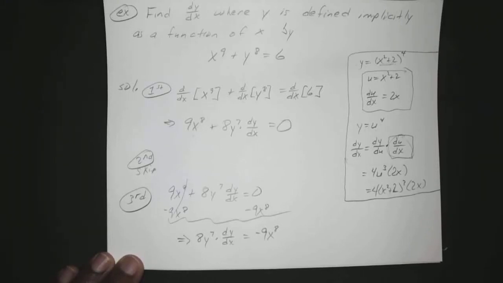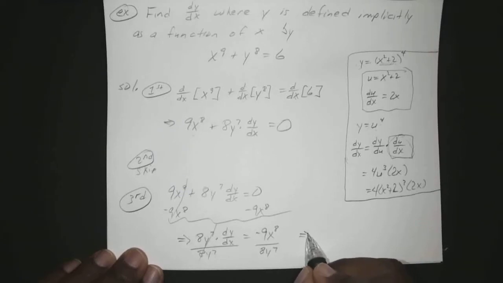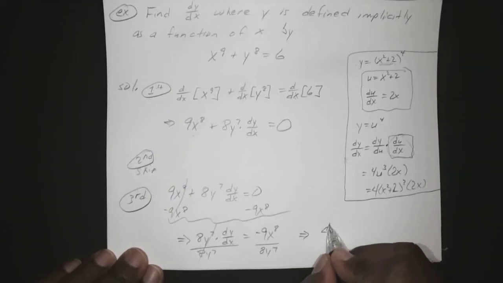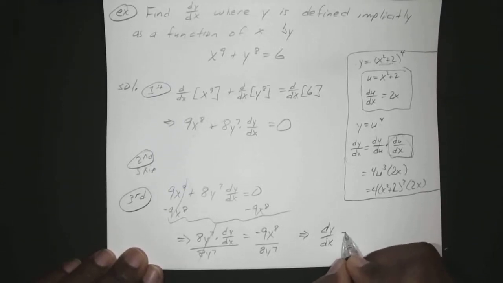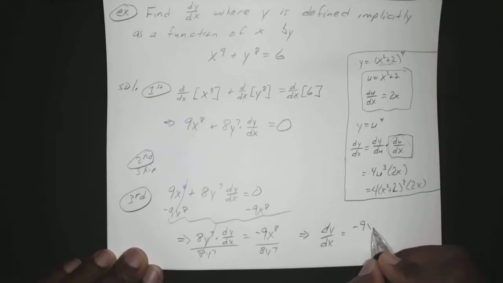Okay. So now we just divide by 8y to the 7th. Those two cancel out. So we end up with dy/dx equals negative 9x to the 8th over 8y to the 7th.